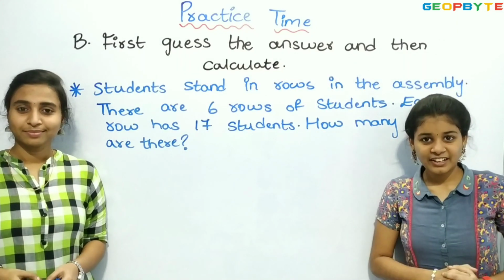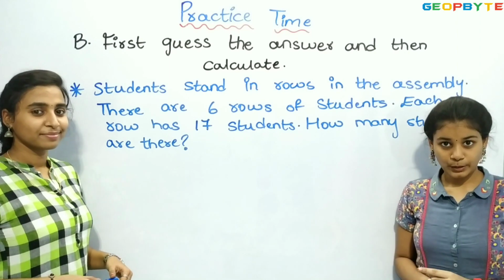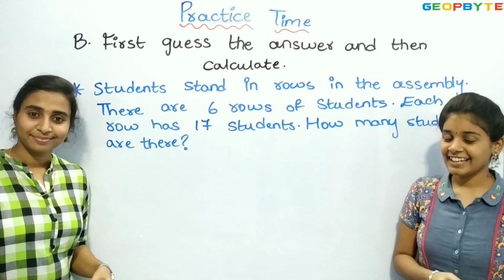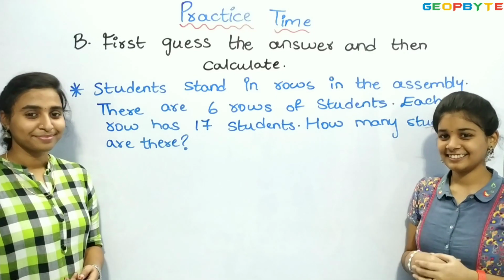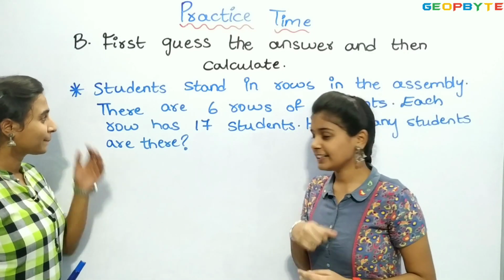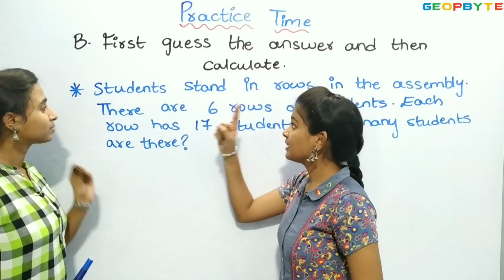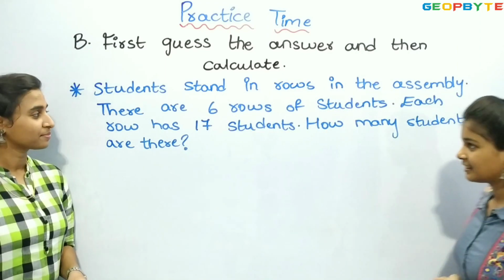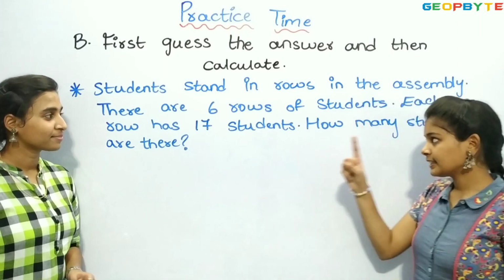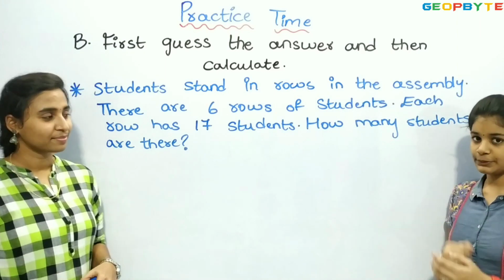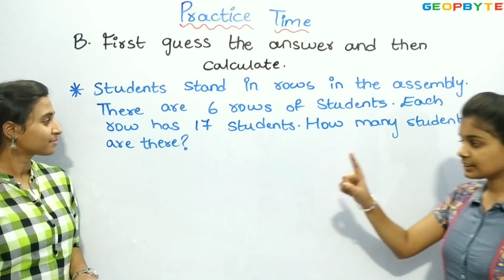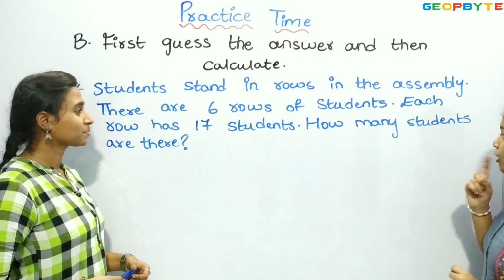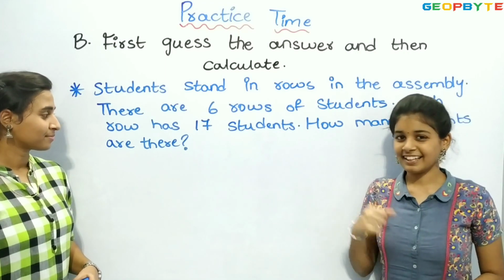Children, now let us see the third question, then guess the answer and then let us calculate. Let us see the third question. Students stand in rows in the assembly. There are 6 rows of students. Each row has 17 students. How many students are there?